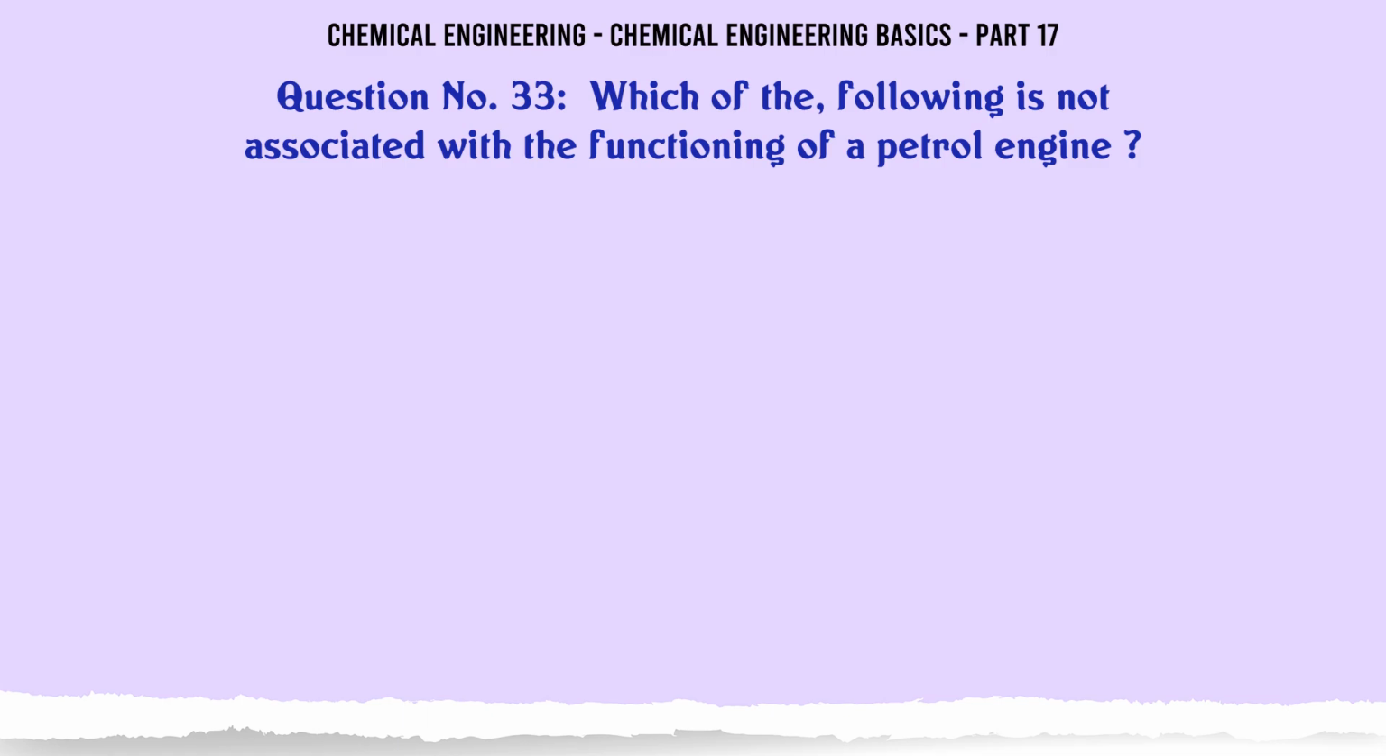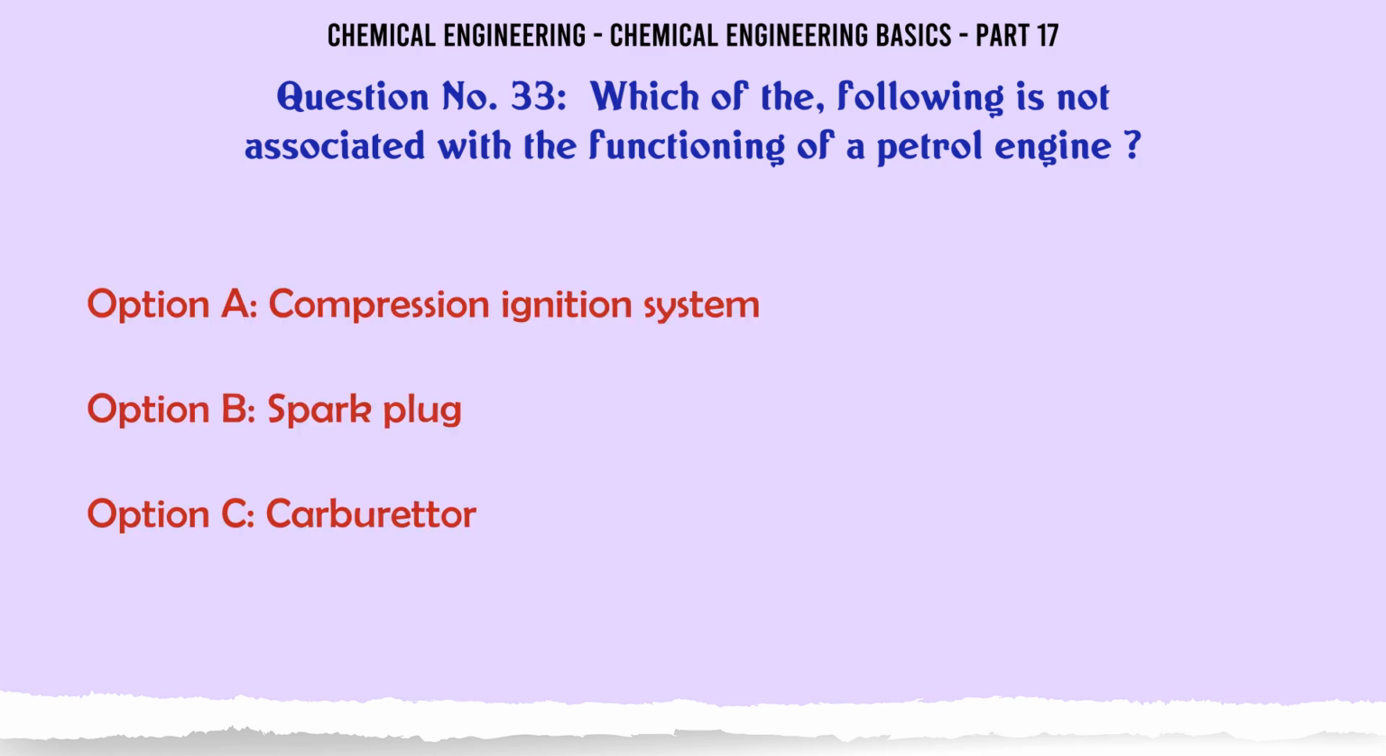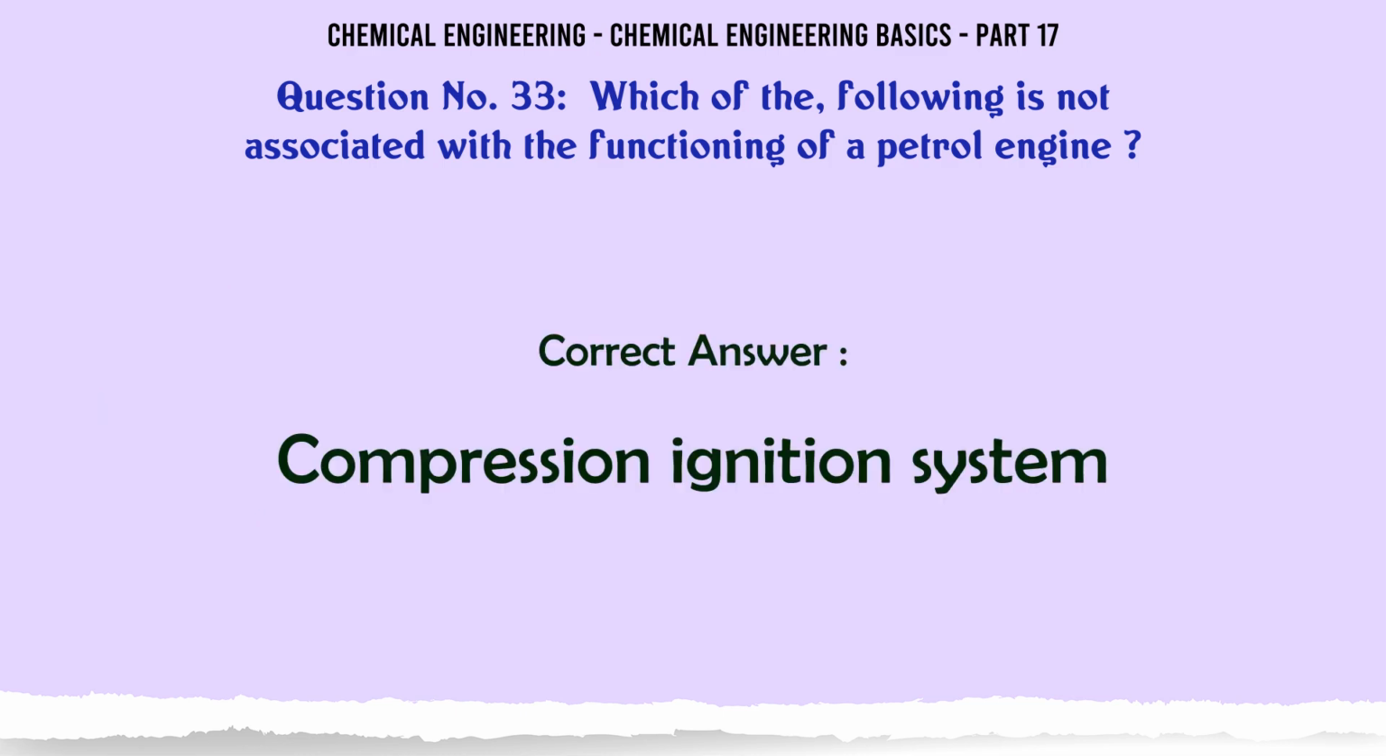Which of the following is not associated with the functioning of a petrol engine? A. compression ignition system. B. spark plug. C. carburetor. D. Otto cycle. The correct answer is compression ignition system.